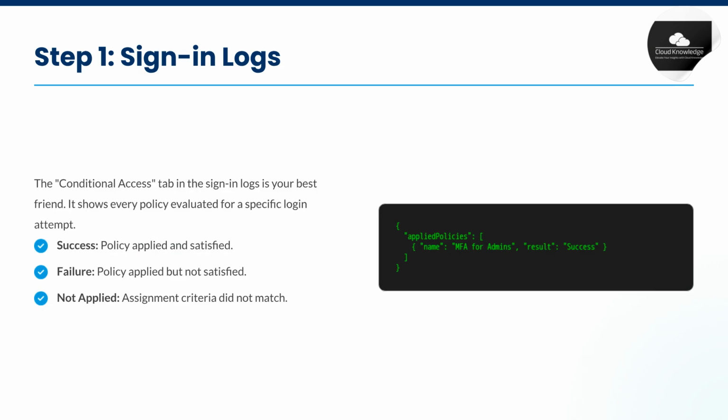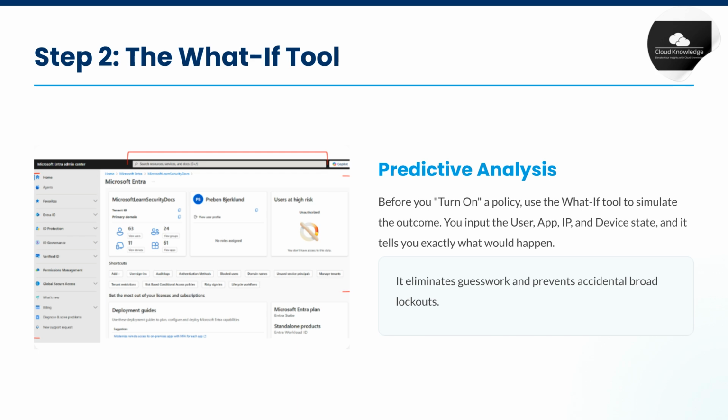Step 1 in troubleshooting is using the sign-in logs. The Conditional Access tab shows every policy evaluated for a specific login, detailing if the policy was applied and satisfied, failed, or not applied. Step 2 is utilizing the what-if tool for predictive analysis. Before enabling a policy, simulate the outcome by inputting user, app, IP, and device state. This prevents accidental broad lockouts.